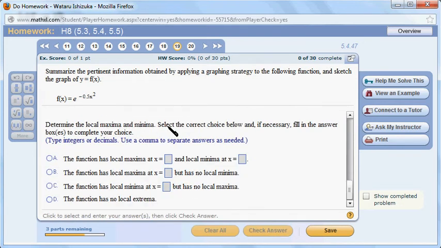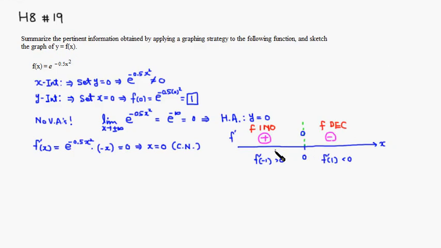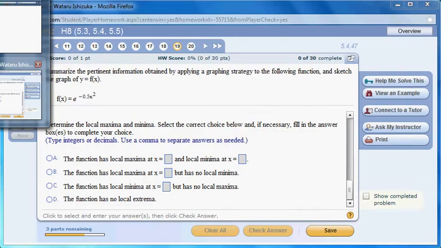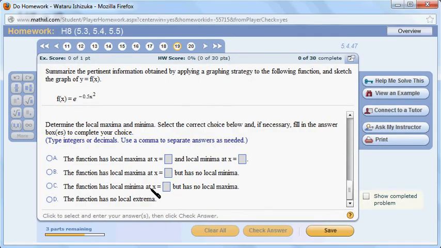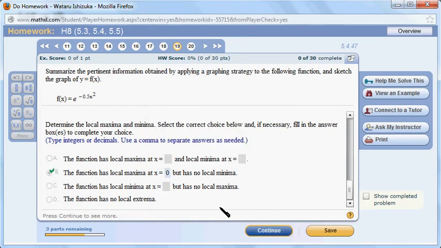Determine the local maxima or local minima. Alright, so let's look for that. You can see that at the critical point, it's increasing turning into decreasing. This indicates that you will have a local maximum at 0. So let's type that in. There's no local minima, so the local max is at x equals 0. Right, check that. We got that.